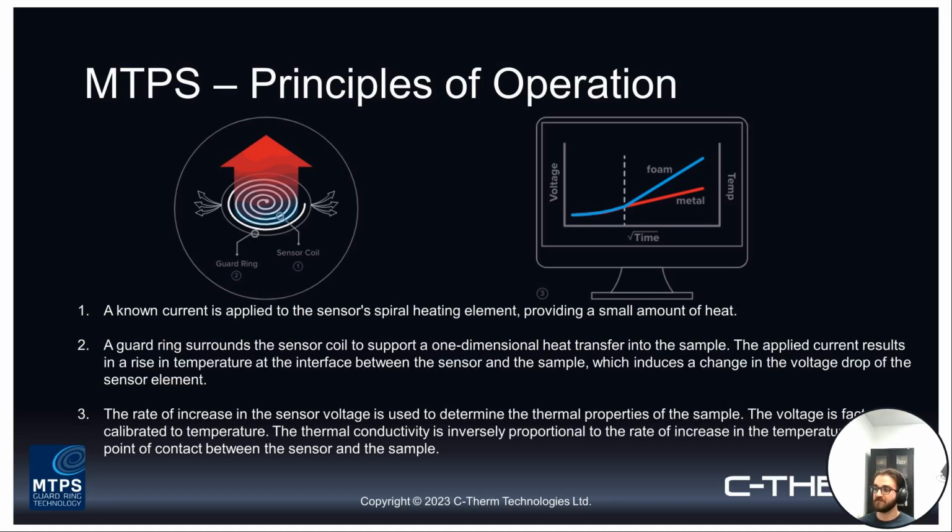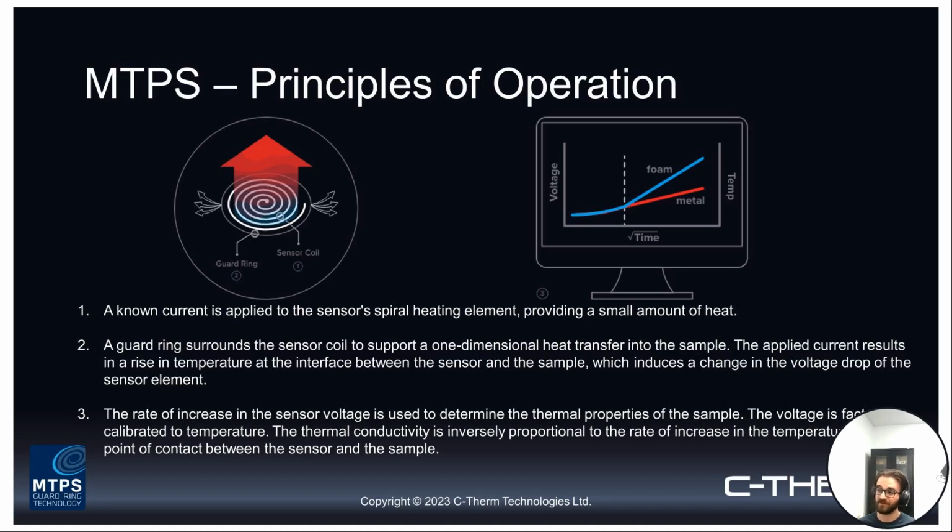With the MTPS, it's really nice in that the system operates off preset factory calibration settings. What that means is essentially when you set up your measurement in the software, the calibration that you choose to run your measurement will control the parameters of the test, mainly the power level and the test duration. But then also the data, how it's analyzed and interpreted, is done automatically by the software.